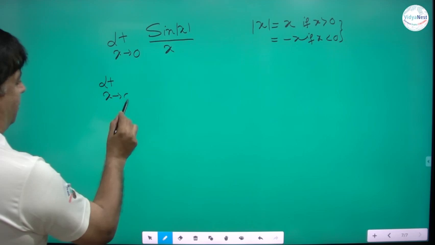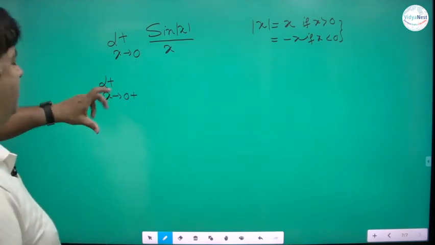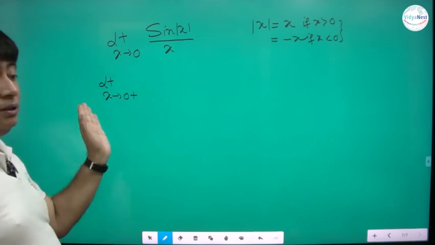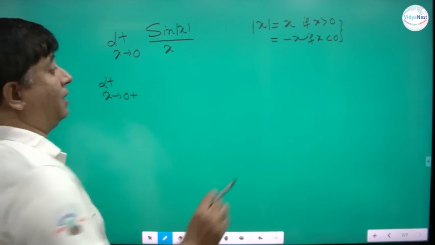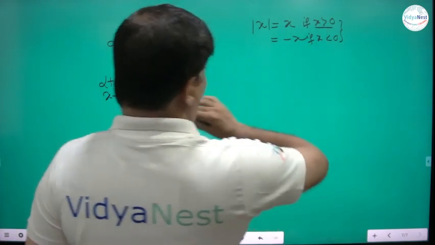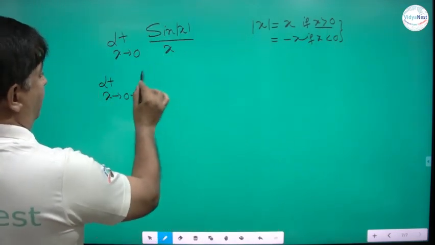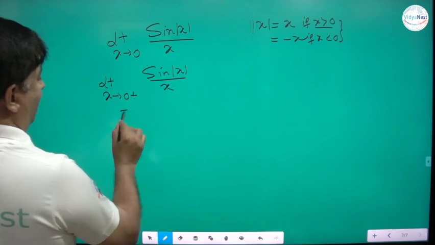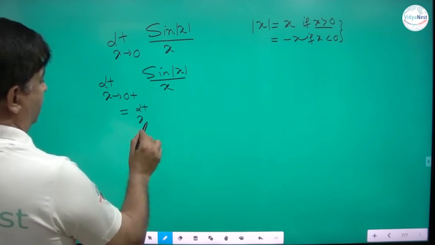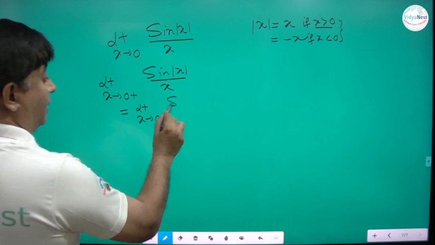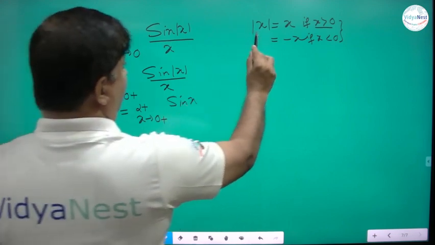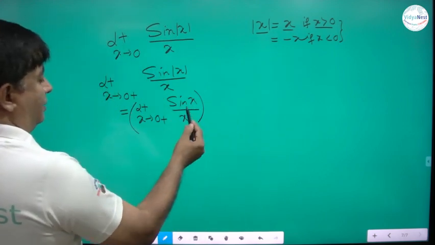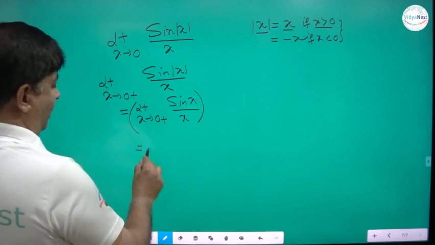So by the definition of limit, first we will observe the right hand limit. x tends to 0 plus. What is meant by 0 plus? x greater than 0, right hand side of 0. Then sin mod x by x will be what? Sin x by x. Why? Mod x will be x then. And what formula are we taught? Sin theta by theta, theta tends to 0, is 1.